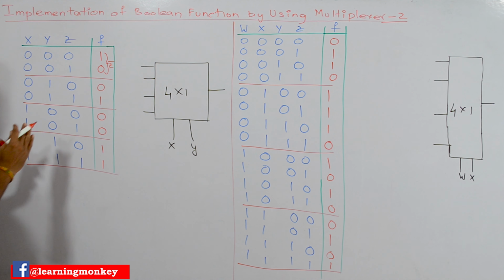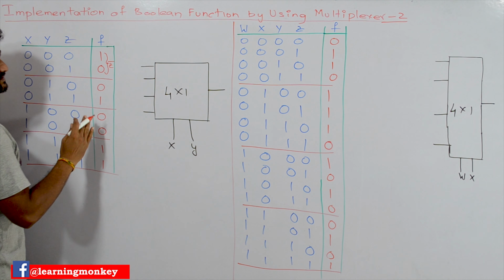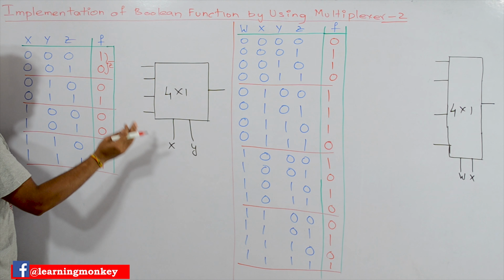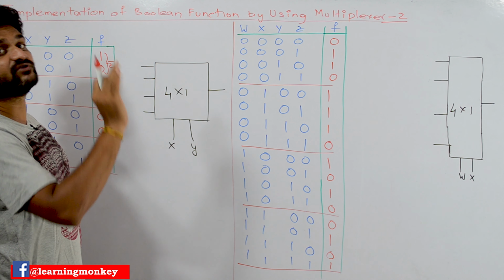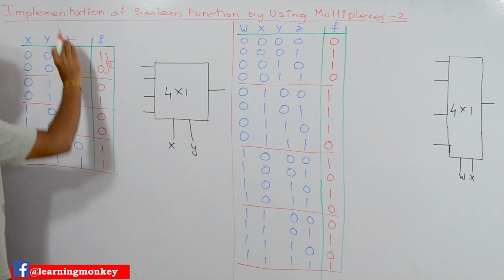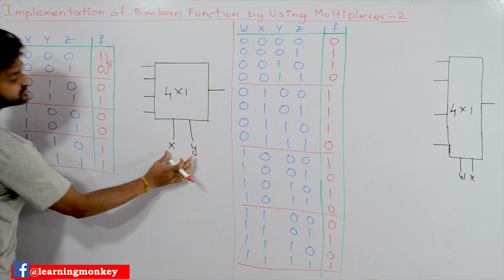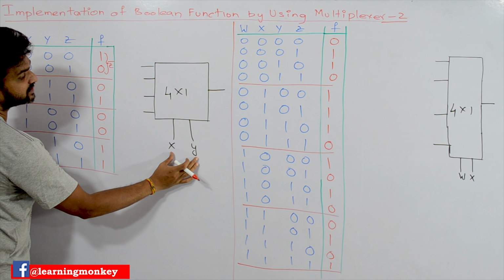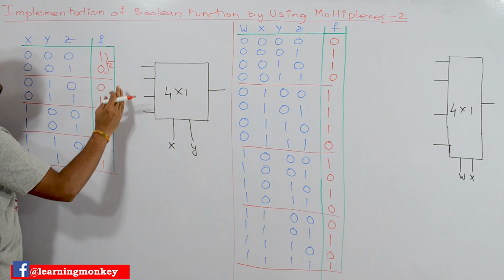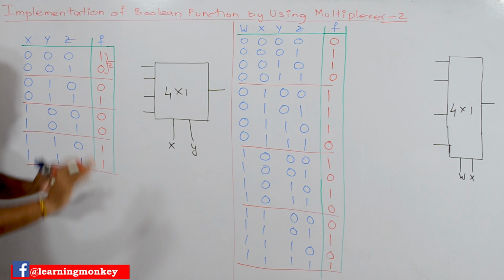That way we have to compare and come to an analysis, which means the comparison has to be done with respect to the variable that we have removed. Here we are trying to remove this z variable because we have only two select lines. So based upon the third variable, the inputs are to be given. That we will try to understand.